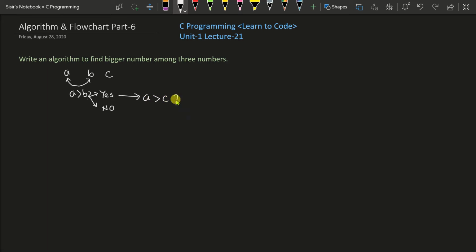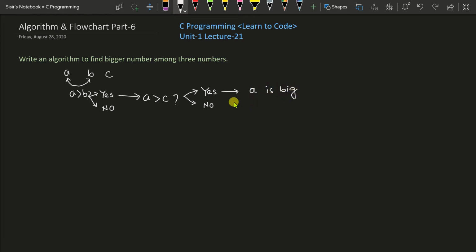So A greater than C. There are also two possibilities, either yes or no. If it is yes, our problem is solved. But if it is no, then we have to think about it. Let me first think about this one. A is greater than B, yes. A is greater than C, yes. So that means we should not check any other possibilities. We should directly say that A is big.